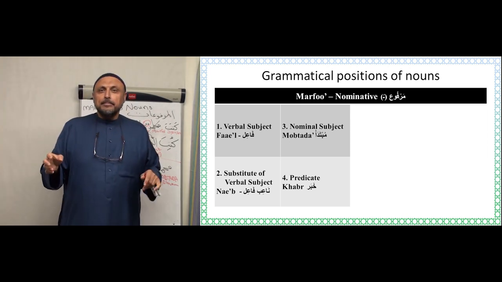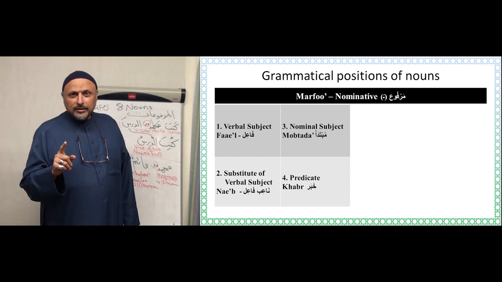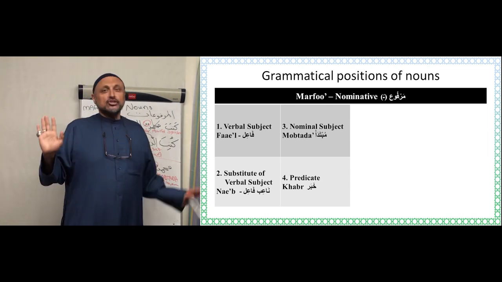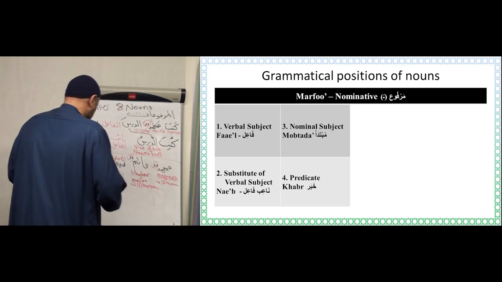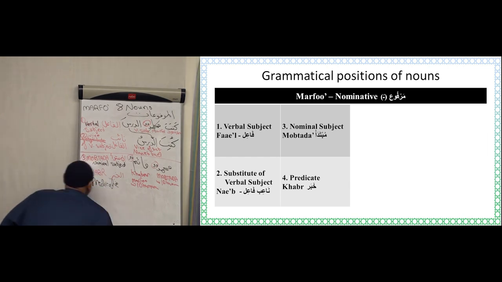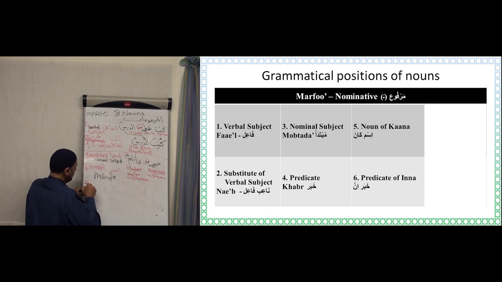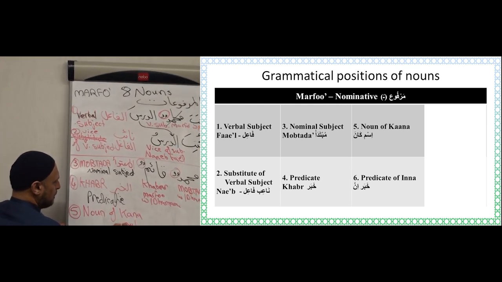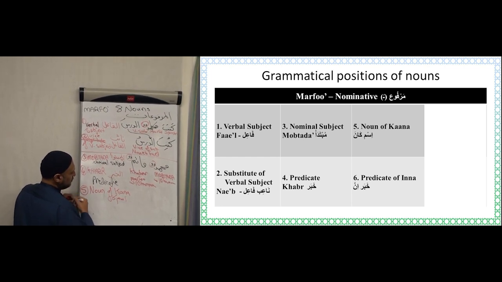So what do they do? They come and whisper to the wife. They whisper to who? The wife. The husband does not change, but the wife changes. Okay? The husband does not change. So here, we are going to put the noun of Kana, ism Kana. Okay, that means the noun followed by kana.